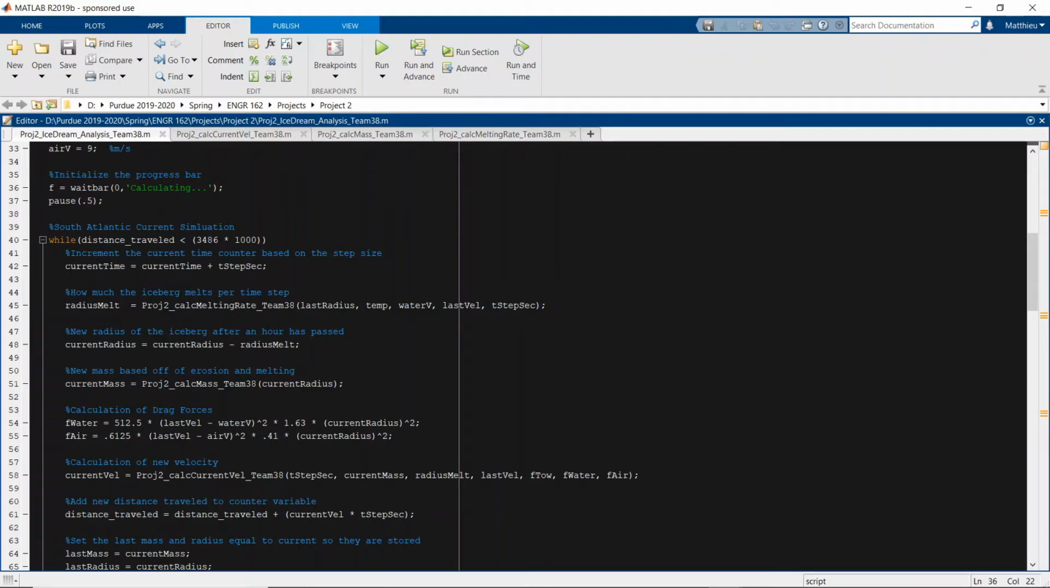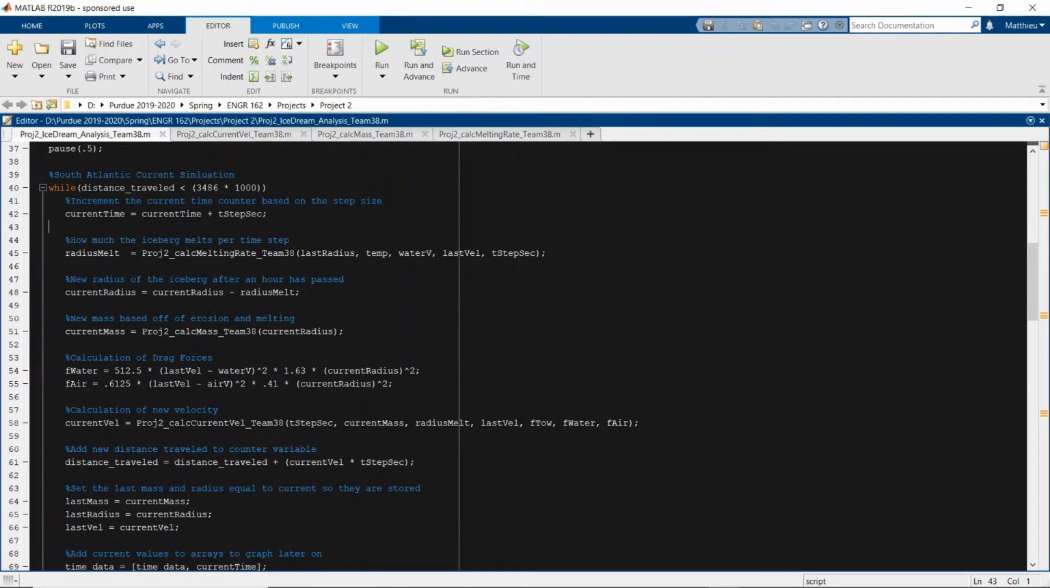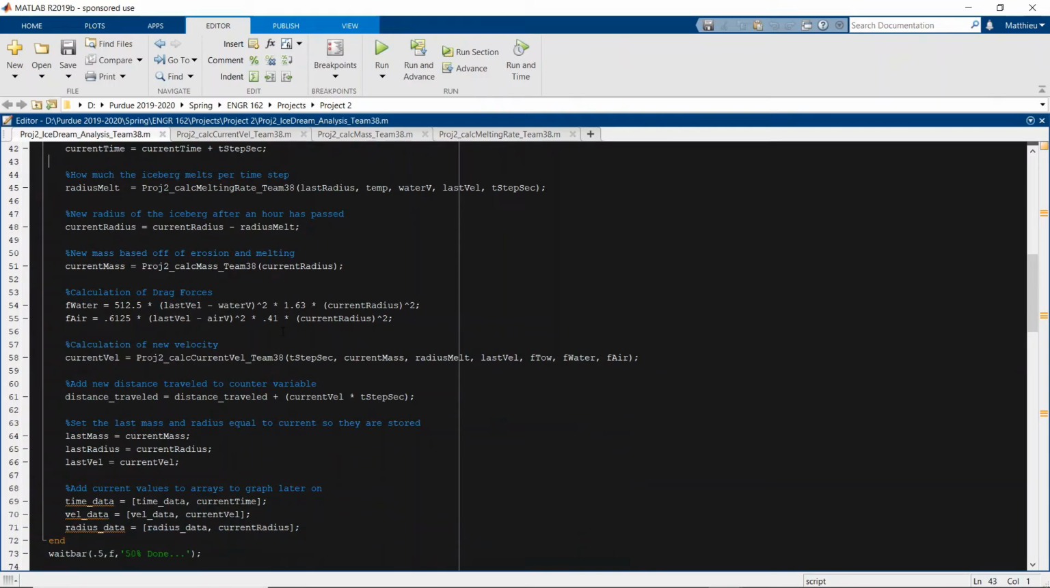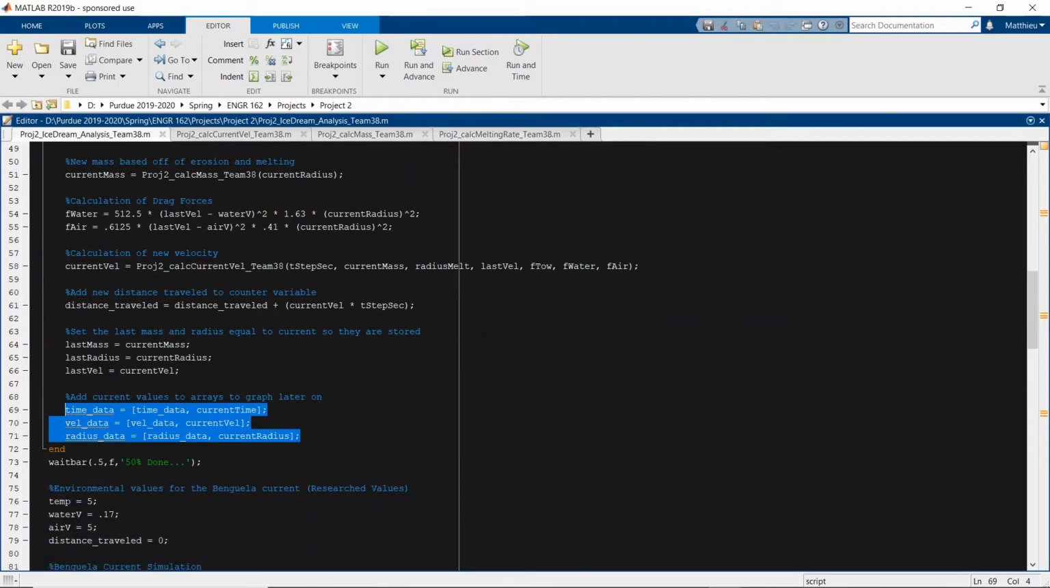And so this big while loop here is where we iterate through the different time values, while the distance is less than around 3,500 kilometers. That's the distance that the boat will be in the South Atlantic current. It's iterating through these time values and calculating, every single time it goes through, the new mass, the new radius, and the new forces, and that'll be able to calculate the velocity at each iteration and other things like that, so that at the end of the day, you're able to approximate this function. And these values are also added to arrays so that they can later be graphed.